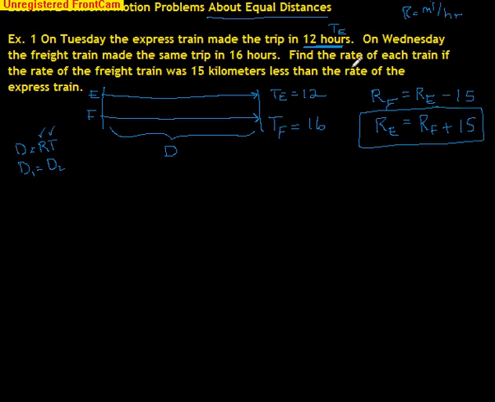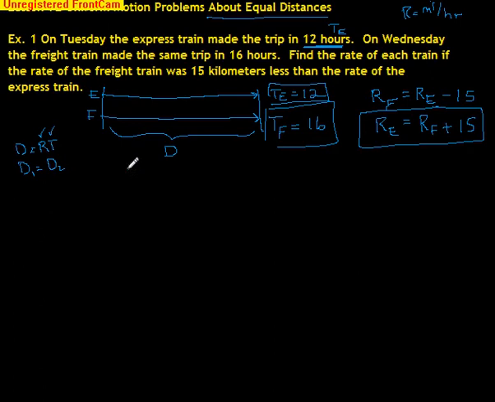The rate of the freight train was 15 less than the rate of the express. The express train is the rate of the freight train plus 15. This is kind of tricky. Okay, so now we have our 1, 2, 3, and here's another tricky part.